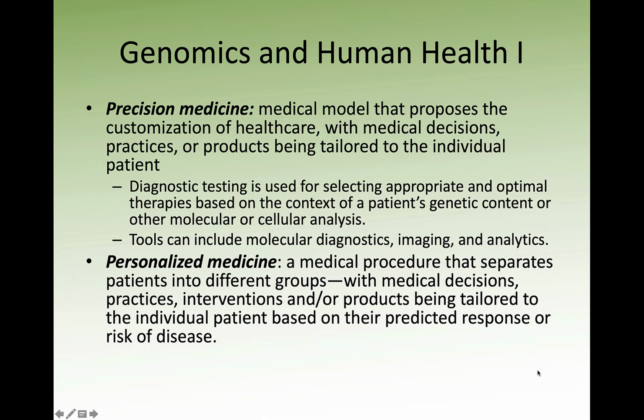Personalized medicine is targeting more of a medical procedure that separates patients into different groups, where we have medical decisions and practices and interventions and even products that are tailored to individual patients based on their predicted response or risk of disease. So there's a little bit of a distinction between these different groups, where we have precision medicine, which is trying to give us the best customized healthcare model possible, and personalized medicine, where we're really trying to identify the specific practices and interventions that can be tailored to specific individual patients. And genomics has the capacity, and other omic fields, transcriptomics, proteomics, metabolomics, all these omic fields, have the ability to really impact both of these two areas.